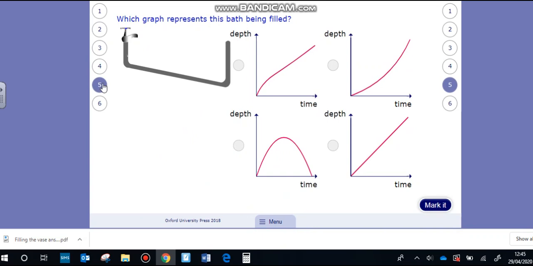So slightly different bath here. Okay, it's not a rectangular shape. We've got this bit here, so we've got to think really carefully. How is this bath going to fill?